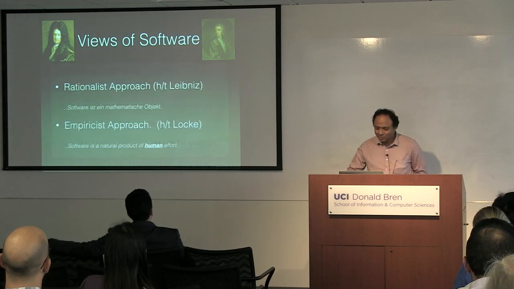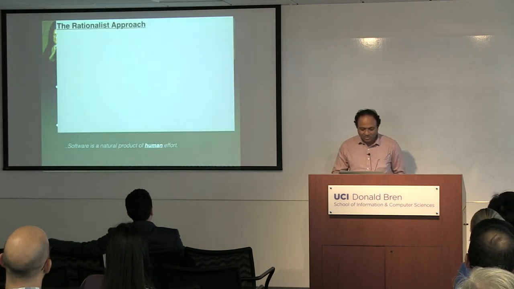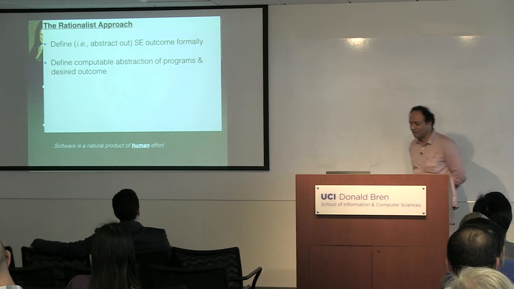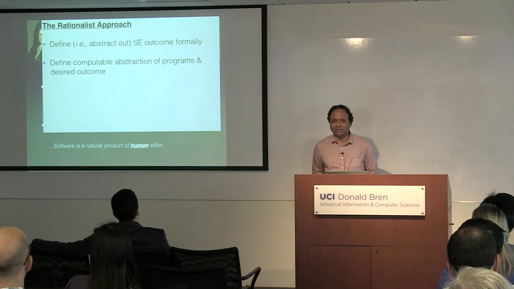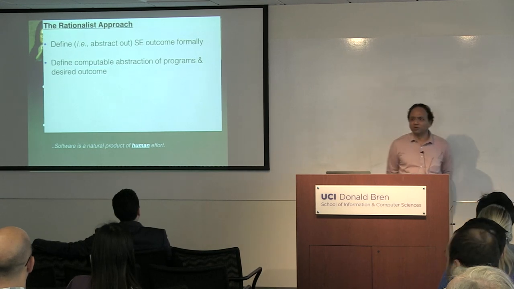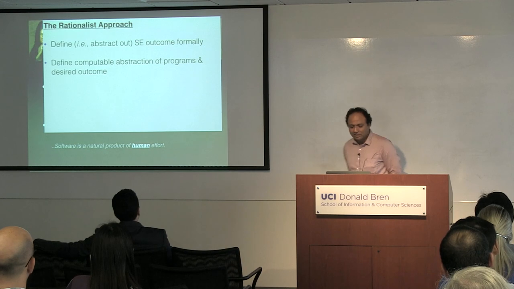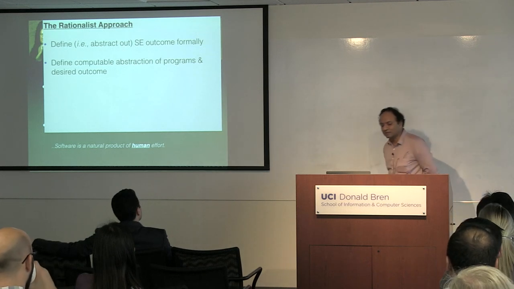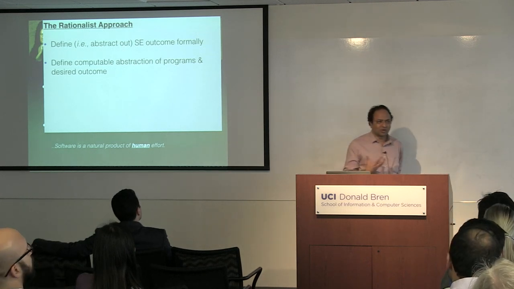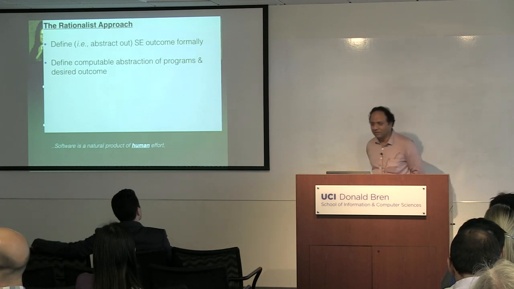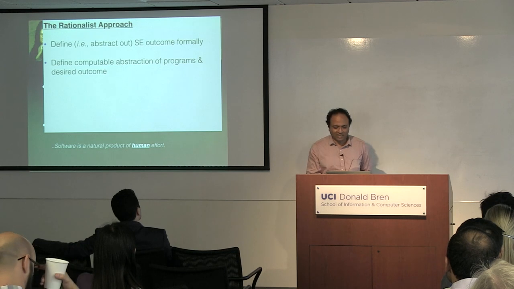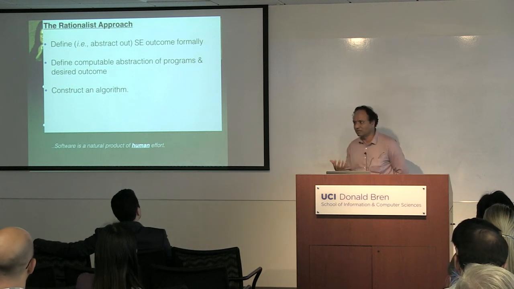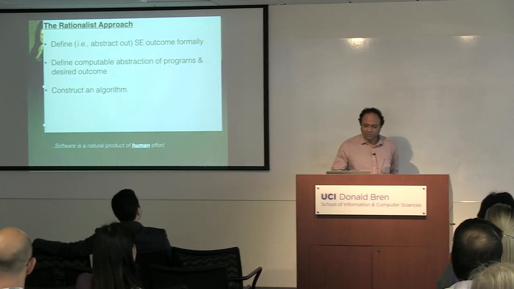Going back to the rationalist approach, what it basically means is you have to do some kind of abstraction. You define something that you're interested in formally. So if you're interested in software quality, you start with some notion of what defects are and what kinds of defects you care about. And then, because of theoretical problems like undecidability, you define some abstraction of the program property that you're interested in that you can actually compute. You define this abstraction in a way that relates to the outcome that you want to calculate. And then you define algorithms that can do some sort of computation over this abstraction. And then based on this algorithm, you construct a tool.